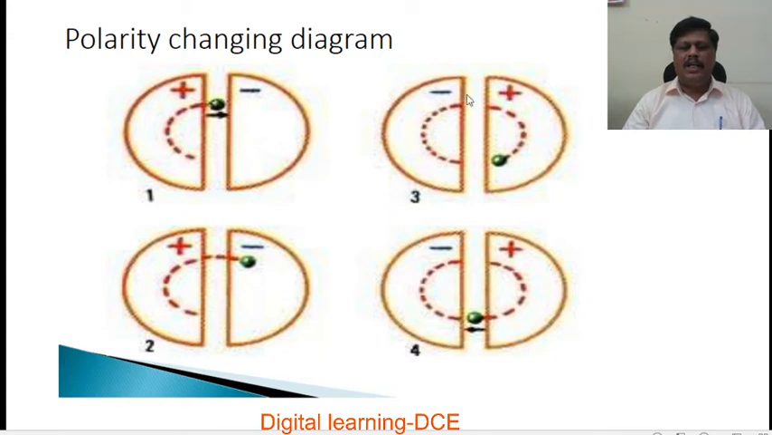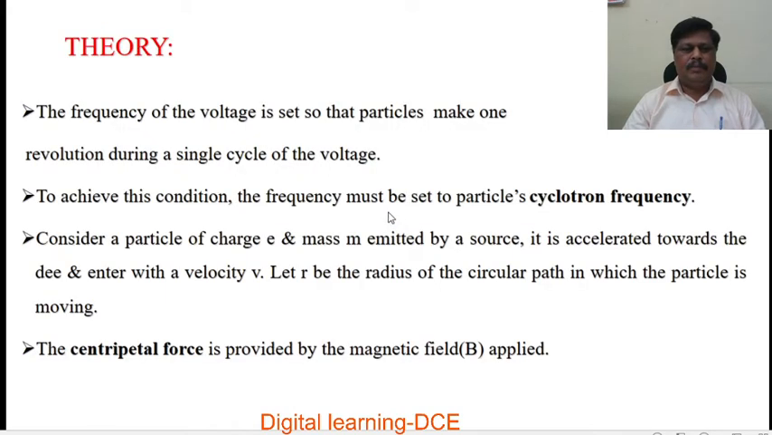The polarity of the alternating voltage is applied so that at every half cycle, whenever a charged particle comes here, the frequency is so adjusted that it gets accelerated. The frequency of the voltage is set so that the particles make one revolution during a single cycle of the voltage. To achieve this condition, the frequency must be set to the particle's cyclotron frequency.